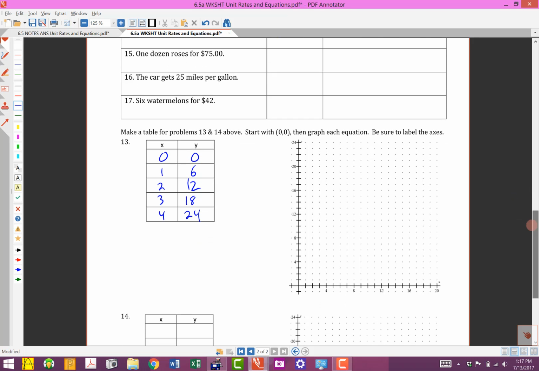And then you want to make sure that you're labeling the axes here. So remember, the X here is going to be hours. The Y here is going to be dollars. And we're going to do 0, 0, 1, 6. 6 is right there. And then you just graph those and connect the line. And that's going to do it for you.